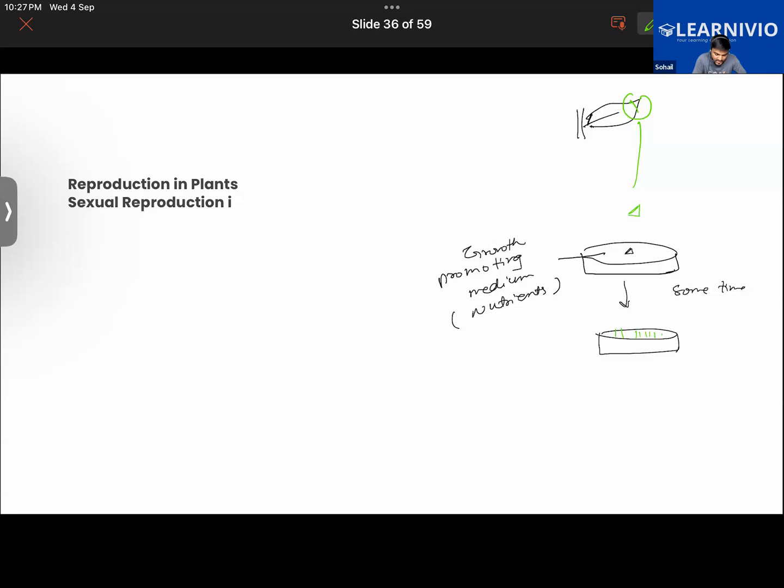And once it has grown to a suitable size, I will grow it in manure. I will take some manure. Do you guys understand what manure or compost is? If not, please let me know. Priyanka, what about you?